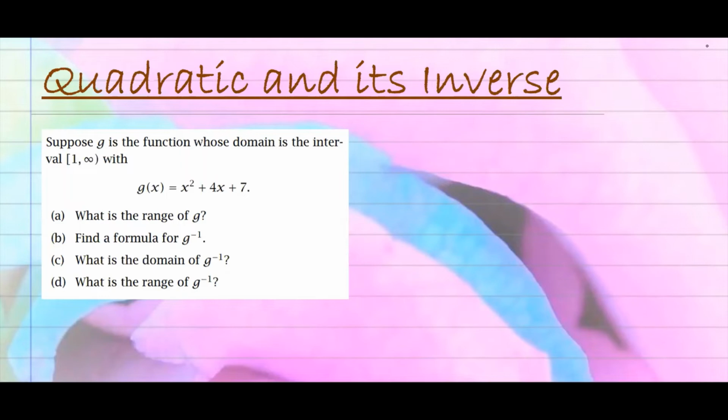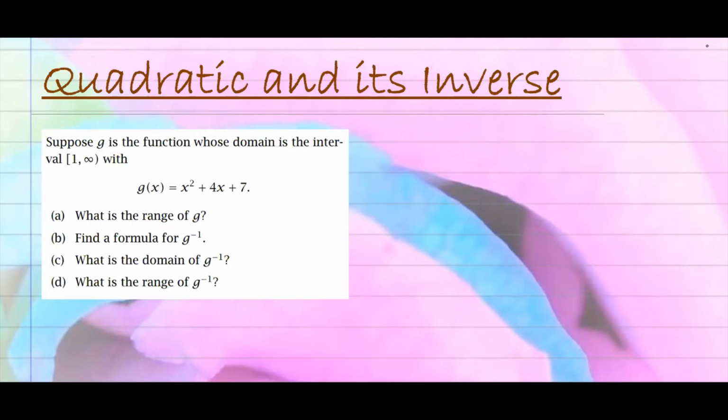In this video, we're going to be working on this problem. As you can see, it's a quadratic function, and we want to find the range of this function, find the inverse formula, and then talk about the domain and range of the inverse function.